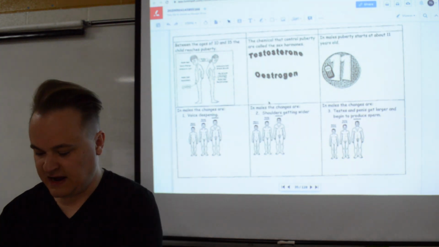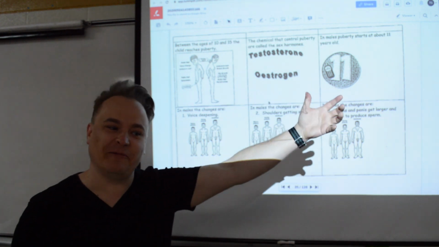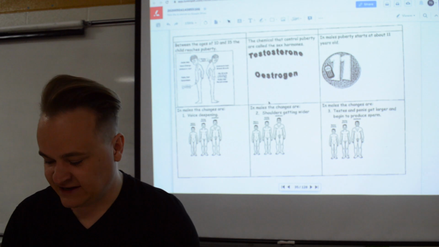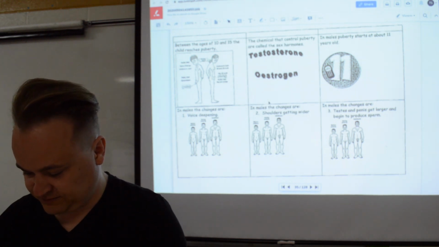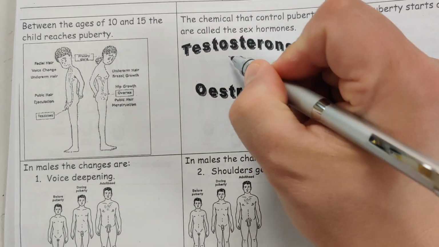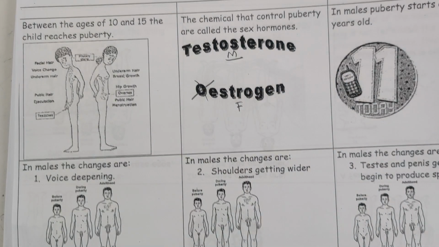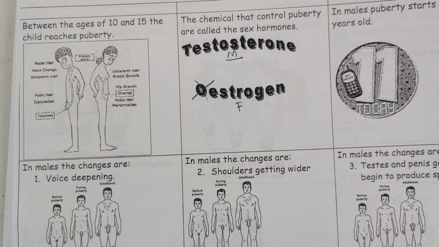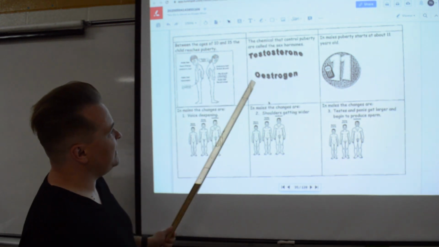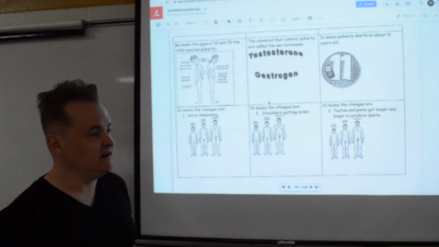All right. Now we get to talking about puberty. So this would be like that egg has been fertilized, it's grown up, it's become a person. It's ready to procreate and make its own life eventually. So between the ages of 10 and 15, the child reaches puberty. The chemicals that control puberty are called the sex hormones. So this would be male, and that would be female. You can even cross that O off. We kind of just call it estrogen now. So in males, it's mostly testosterone, and in females, it's mostly estrogen. And remember, puberty kind of happens between the ages of 10 to 15.